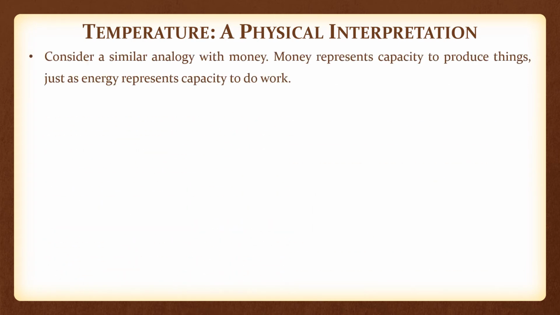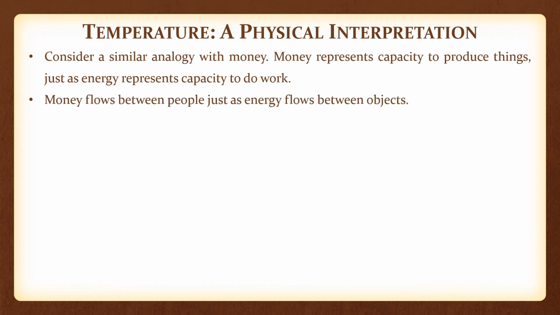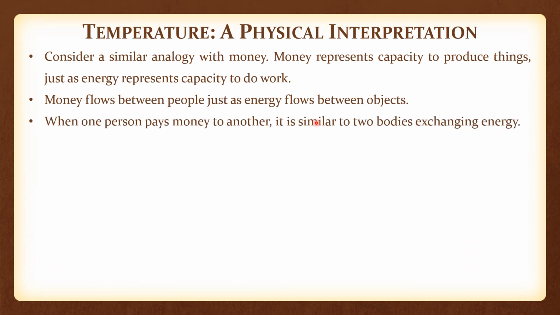Now let us consider a simple analogy with money, with a financial transaction. Money represents capacity to produce things, just as energy represents capacity to do work, right? So money flows between people, just as energy flows between objects. When one person pays money to another, it is similar to two bodies exchanging energy. So one body is giving energy to another body.